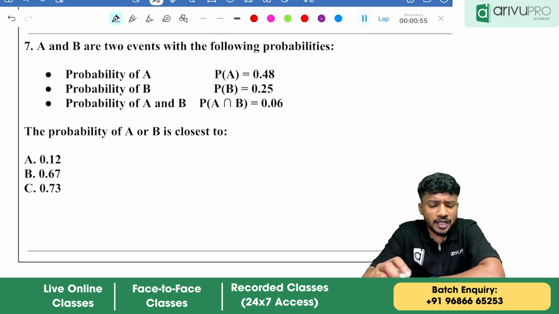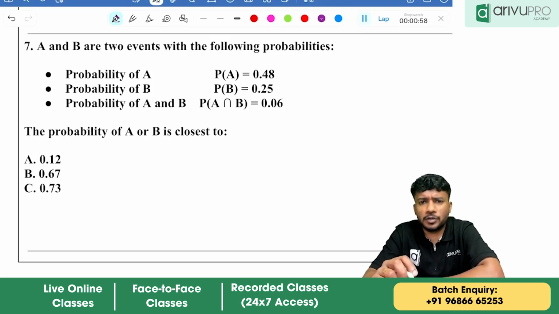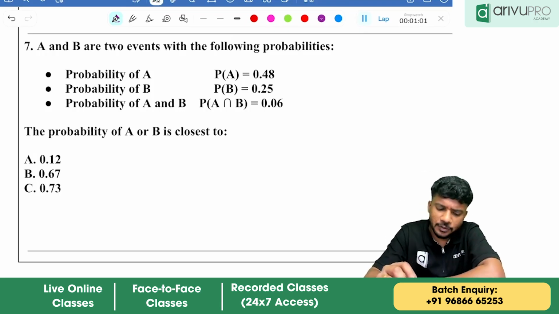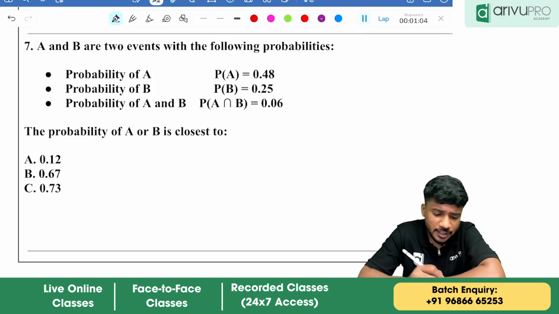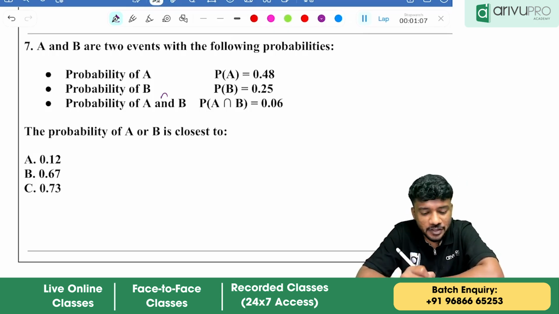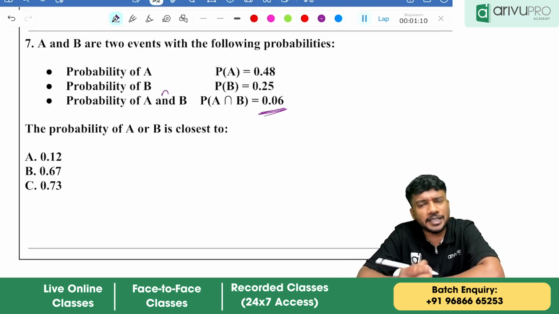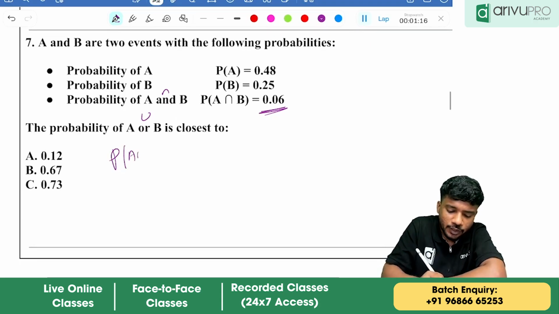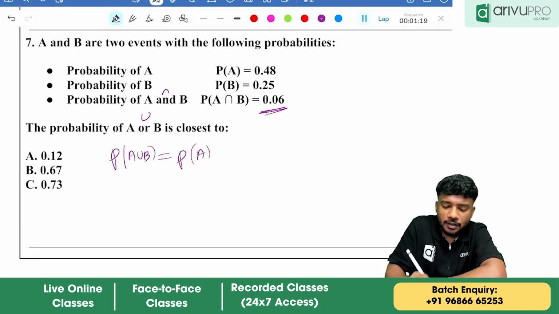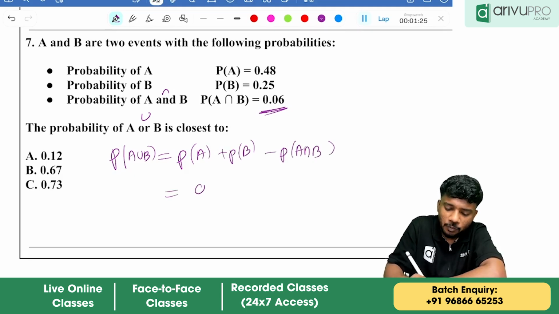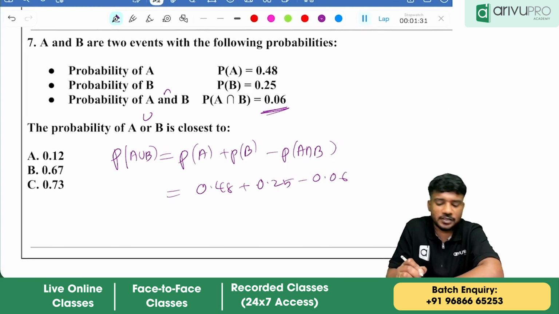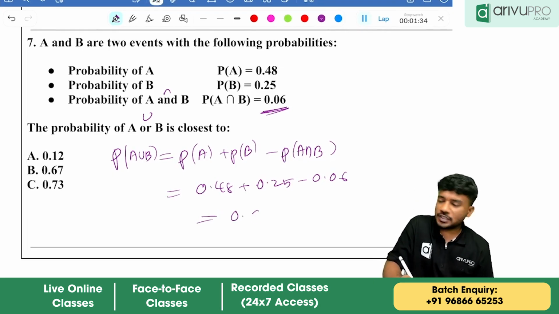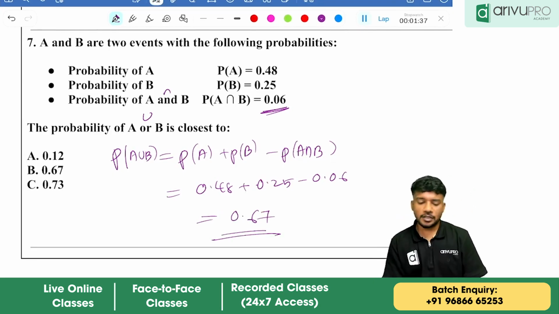The question is: A and B are two events with the following probabilities. P of A is equal to 0.48, P of B is equal to 0.25. Then probability of A and B, the A and B means intersection, probability of A intersection B is equal to 0.06. We need to find the probability of A or B. A or B means you need to find the union. P of A union B is equal to P of A plus P of B minus P of A intersection B, which is equal to 0.48 plus 0.25 minus 0.06. How much is the answer? 0.67. Yes, direct question, direct answer.